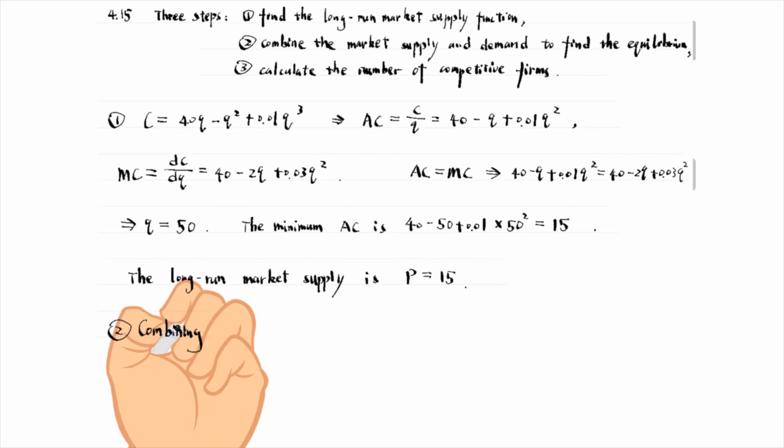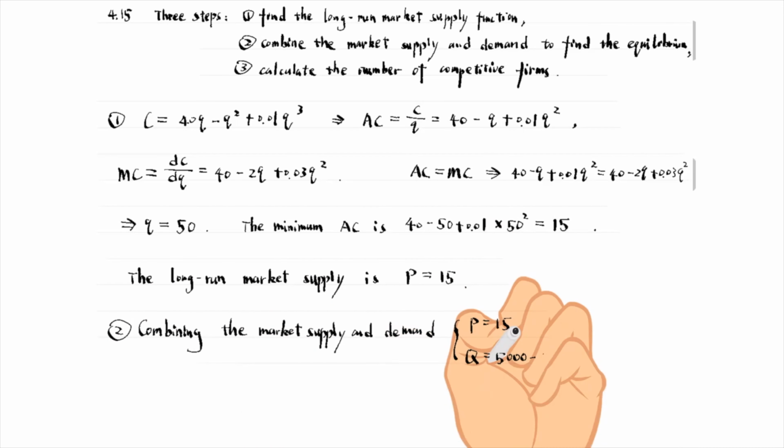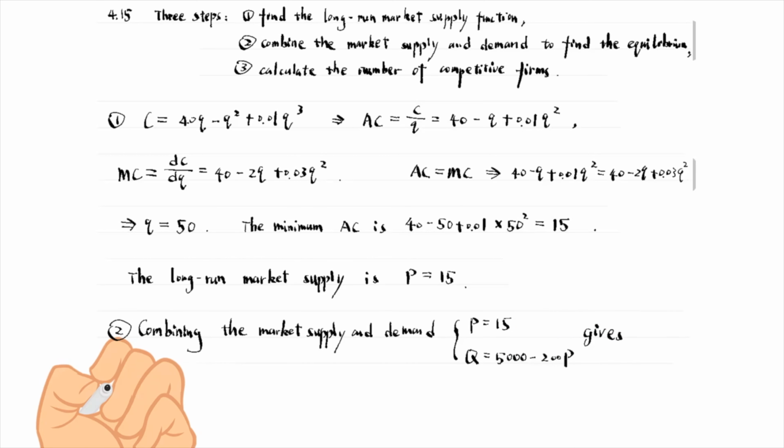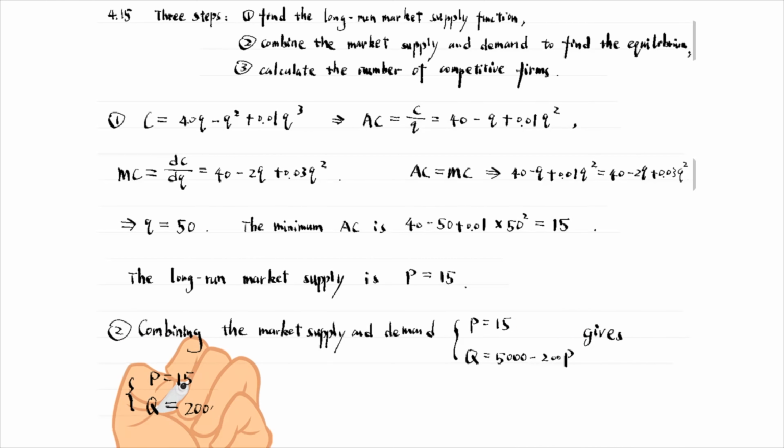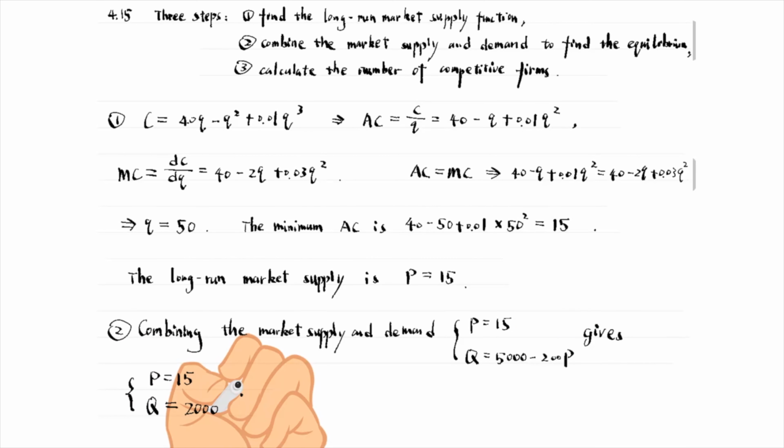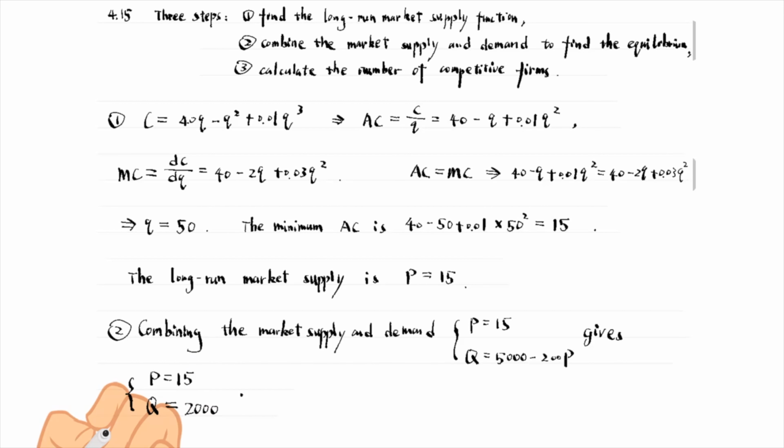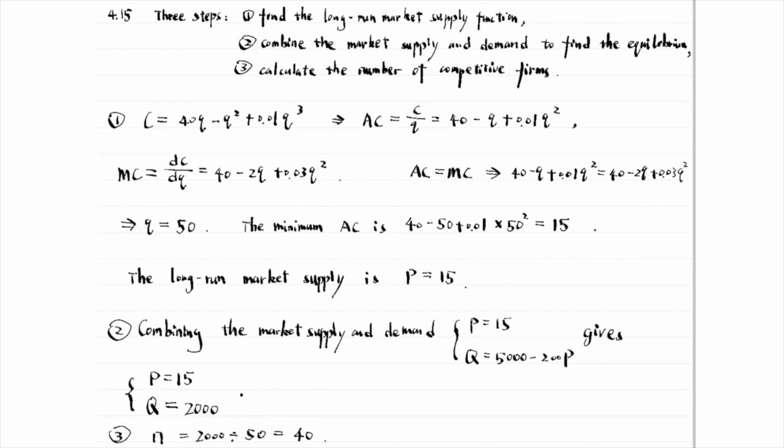In the second step, combining the market supply and demand functions gives the market equilibrium price of 15 and the quantity of 2,000. In the final step, we calculate the number of competitive firms in the market that supply the market quantity. Since each identical firm provides 50 units of output, the market has 40 firms.